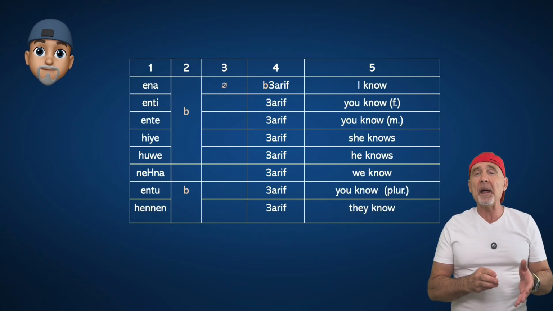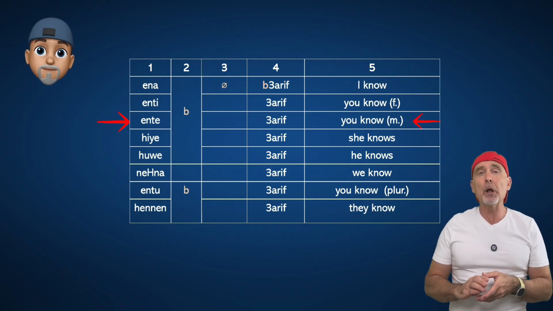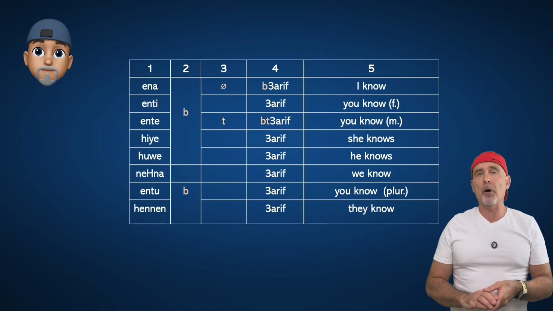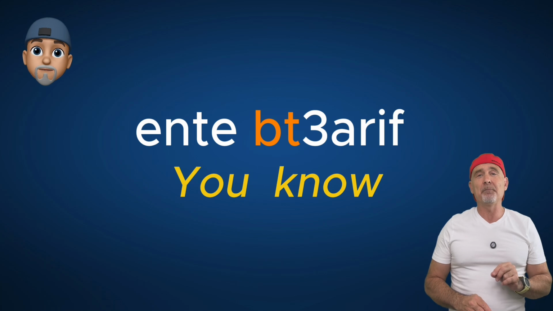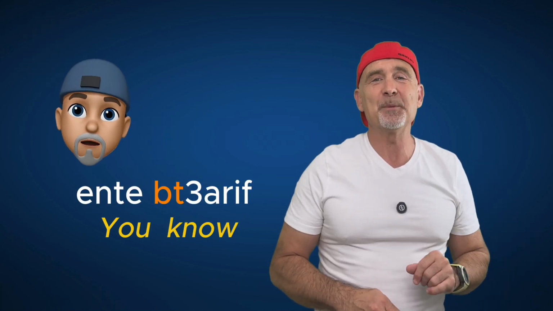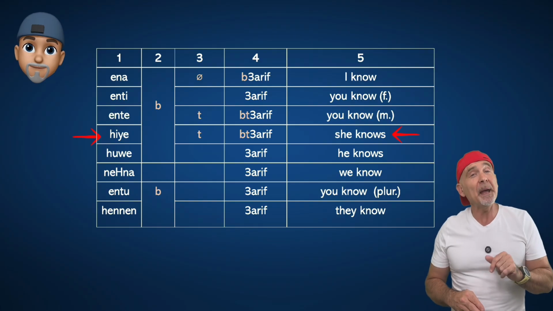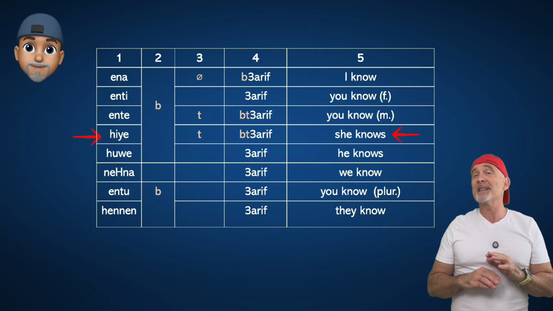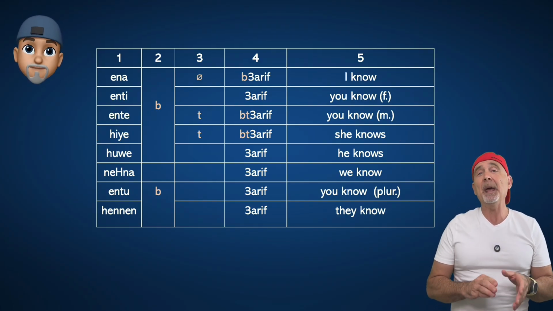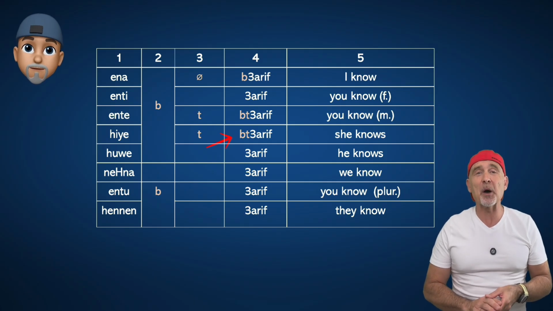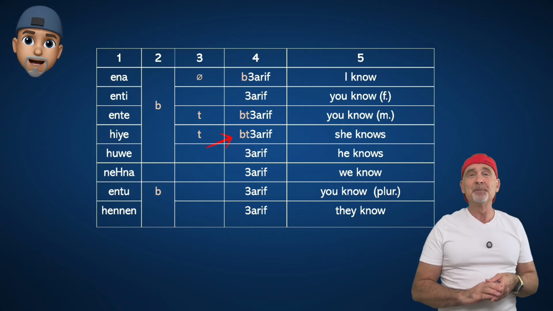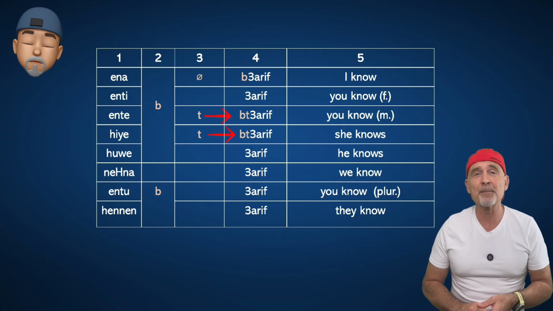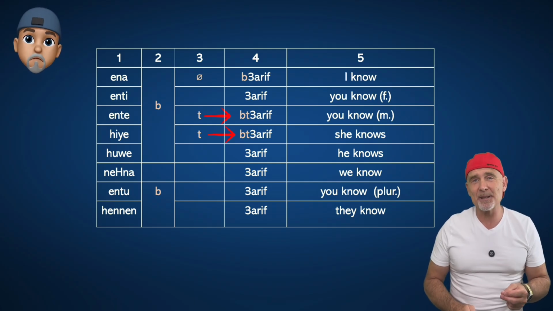You know, for ente, when speaking to a male, you add bta before the verb. Ente btarif. You know. Good. She knows. For هي, she, the form is exactly the same as ente. هي بتعرف. She knows. Wait, so ente and heye are the same? Yes. This is why context matters.